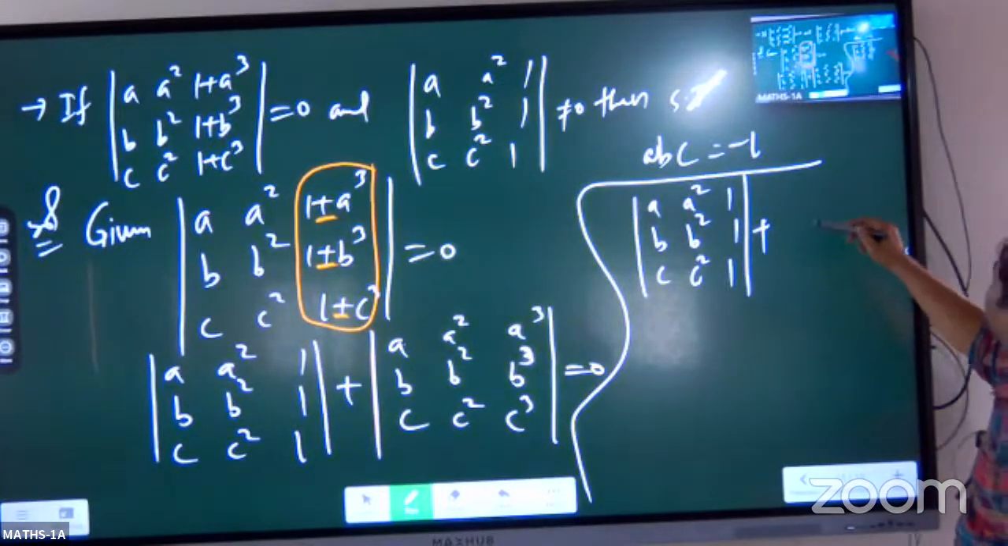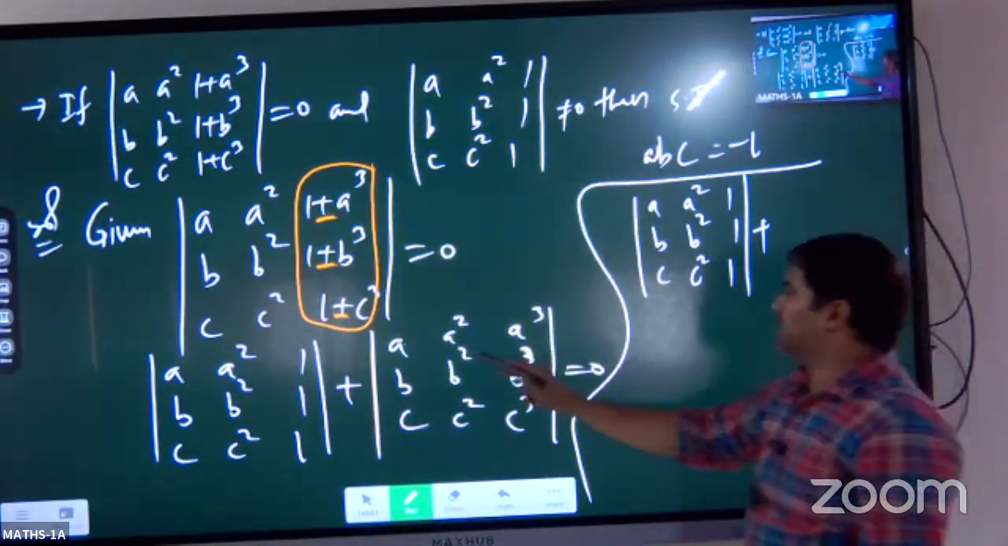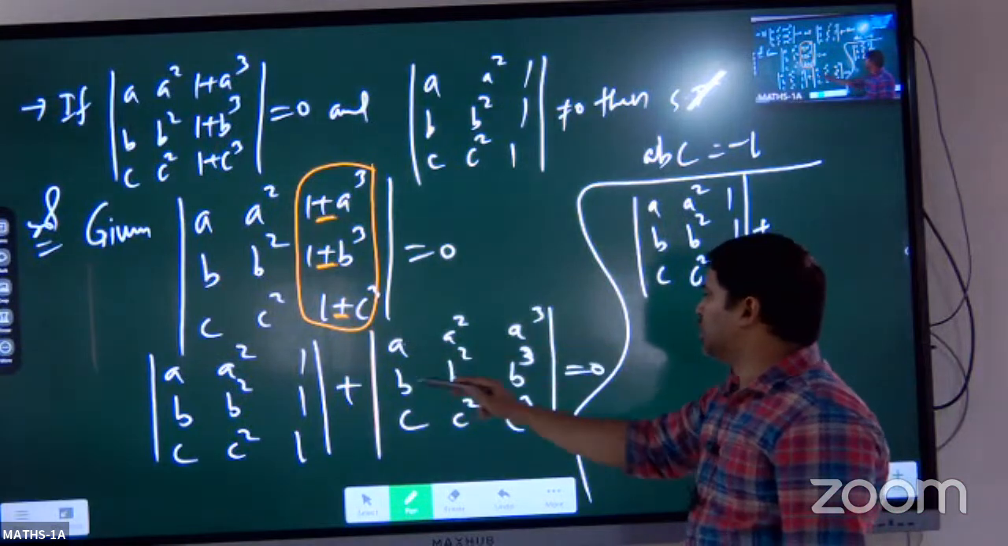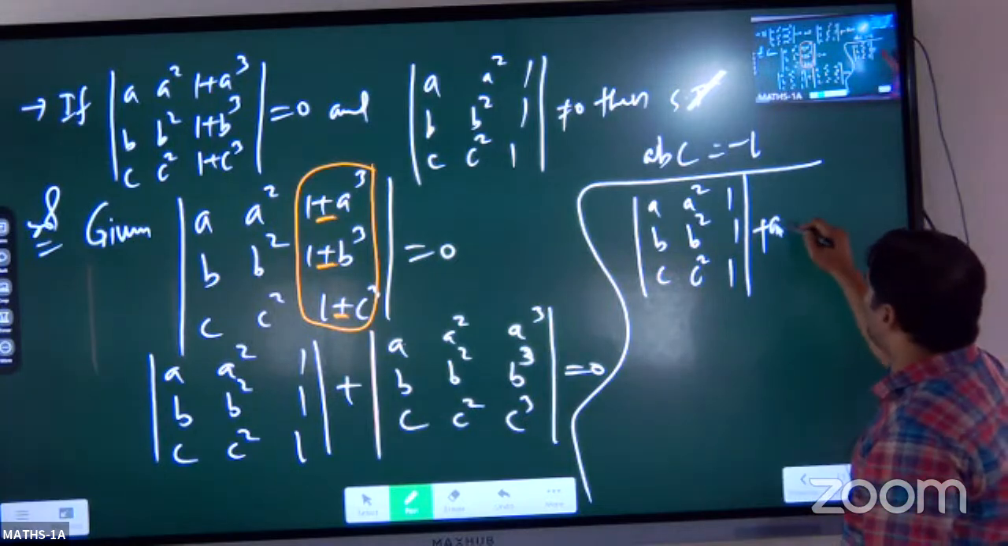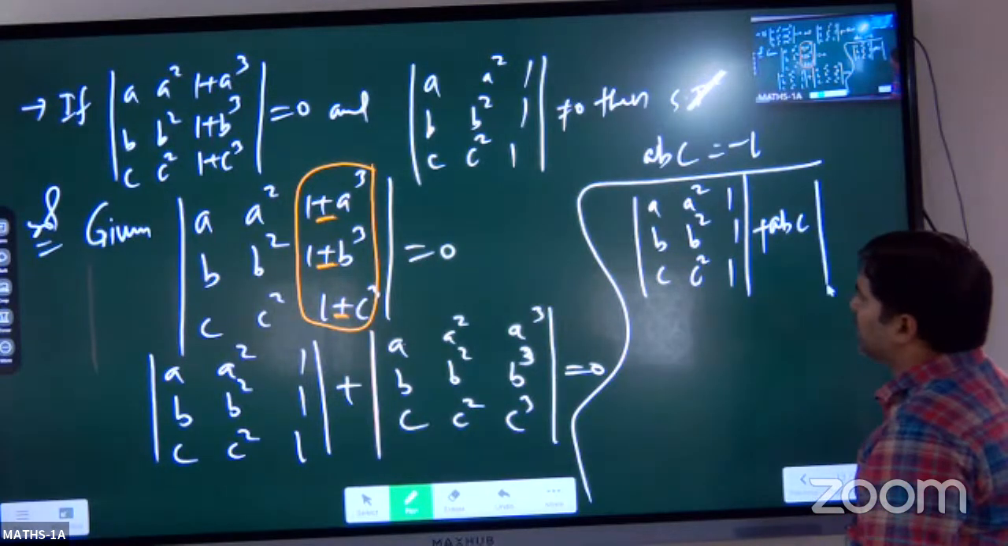Now plus, is it clear? Now plus, see here, I said I can take A common first row, B common from second row, C common from third row, because there is a possibility of. So what I'm going to get? A, B, C. Then what?